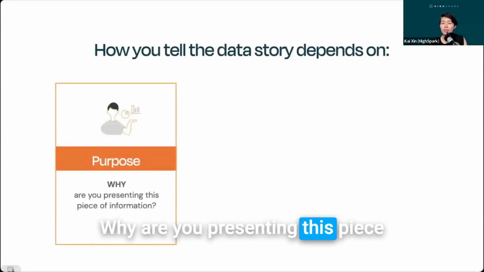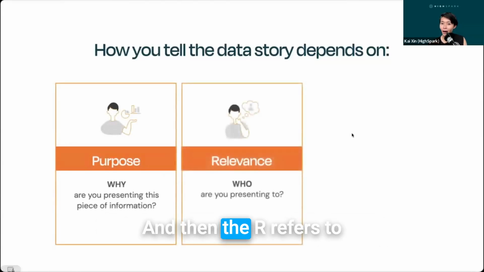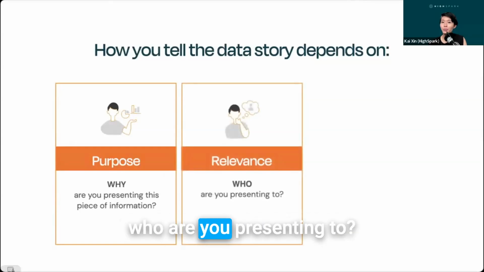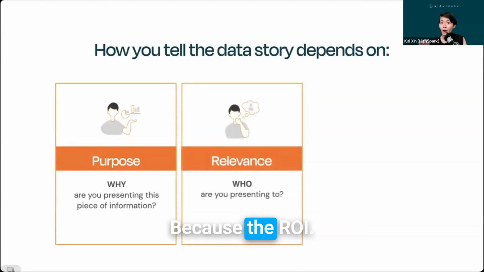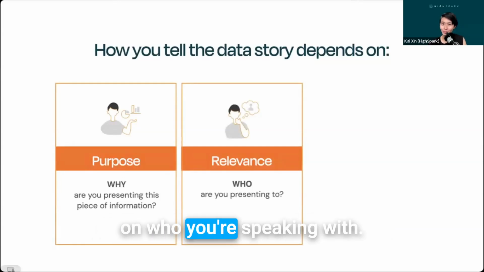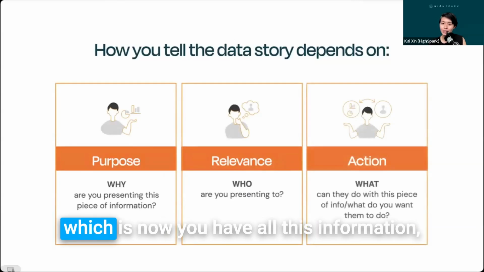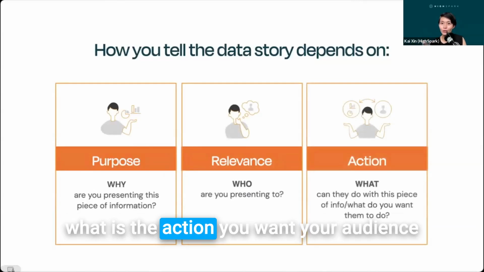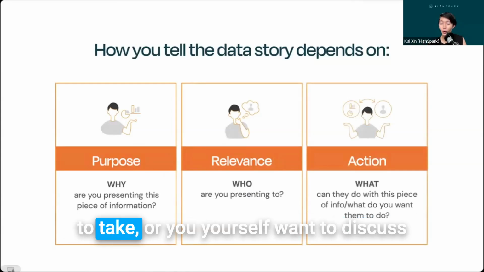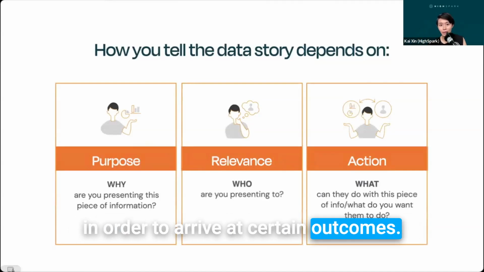Why are you presenting this piece of information in the first place? And then the R refers to who you are presenting to, because the ROI of learning would vary depending on who you're speaking with. And then the last one is very important: now you have all this information, what is the action you want your audience to take, or you yourself want to discuss internally with your L&D team, in order to arrive at certain outcomes?